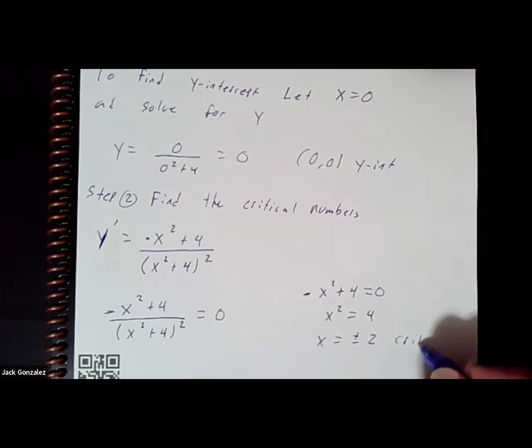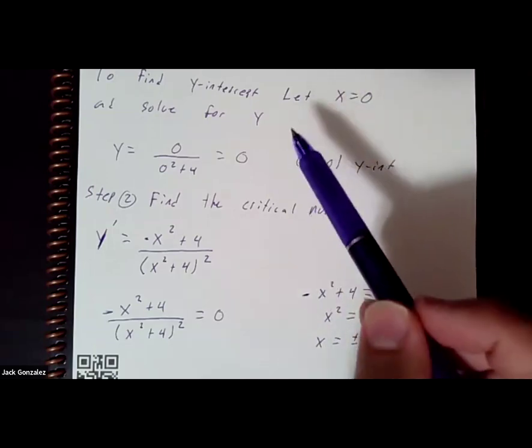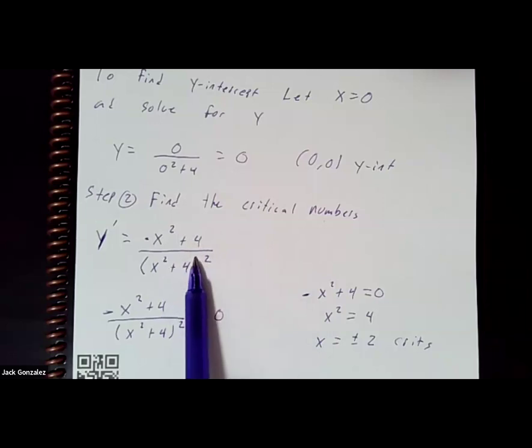So this was my critical numbers. Right. So far, you guys still with me? We found the intercepts, which happened to be the same place. And then we took a derivative, set it to 0, found two critical numbers, which could be maximum, minimums, or inflection points. I don't know.